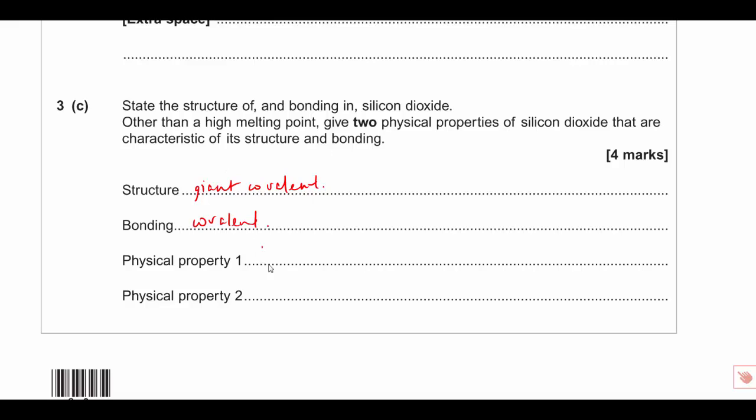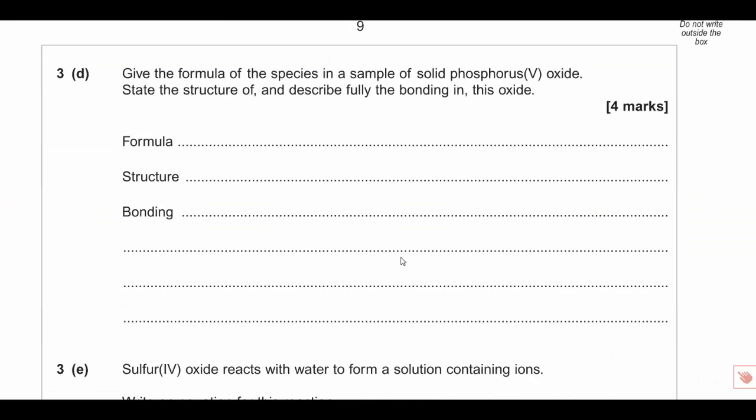Physical property 1, I would go, other than high melting point, hard. Physical property 2, doesn't conduct electricity. 4 marks. That's probably the easiest 4-mark question you're going to come across on a CHEM5 paper.